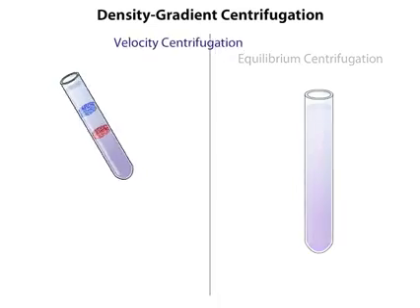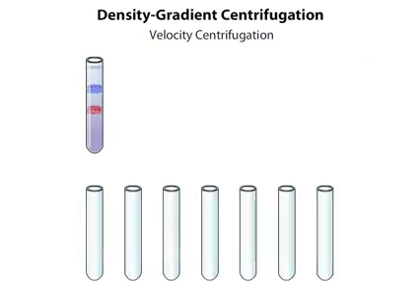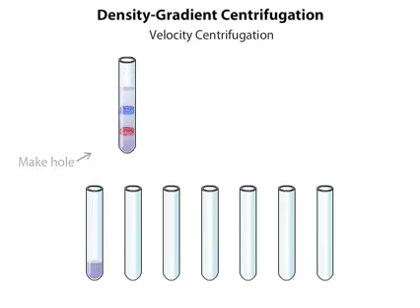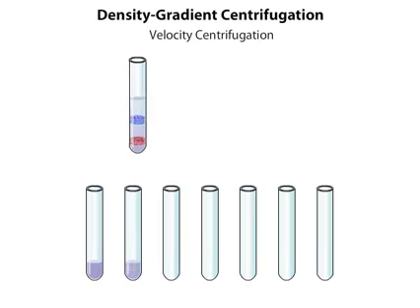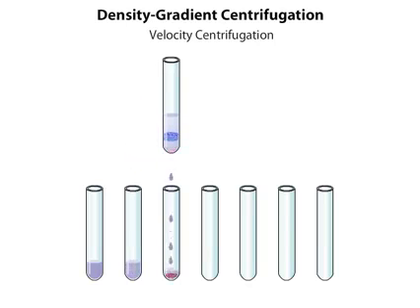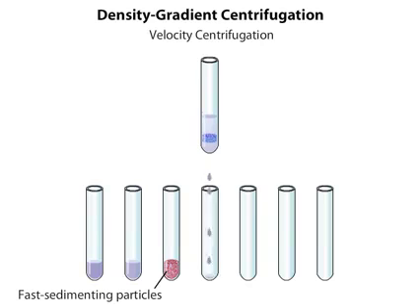Following centrifugation, the different zones in the tube can be isolated in separate collection tubes. A hole formed in the bottom of the tube allows the collection of the different fractions. The fast sedimenting particles emerge first. The slow sedimenting particles emerge later.